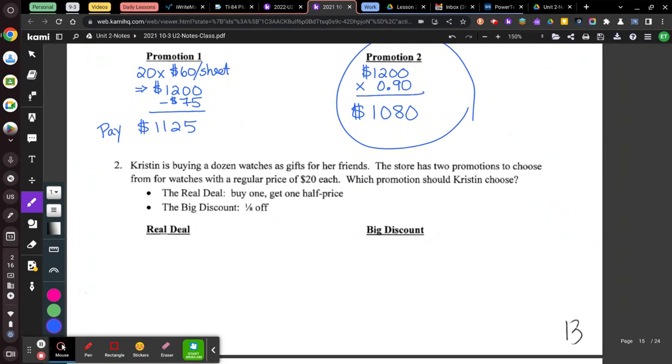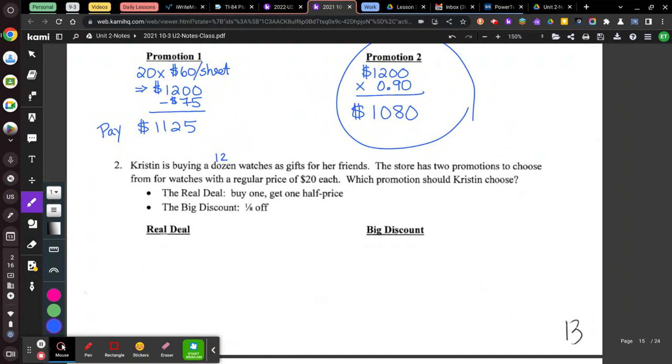All right, the next question says, Kristen's buying a dozen watches. So if we don't remember what the word dozen means, dozen is 12. So you're going to buy 12 watches, and these are our little cheapos because they have a regular price of $20. Okay, so we have a store that has 2 promotions.